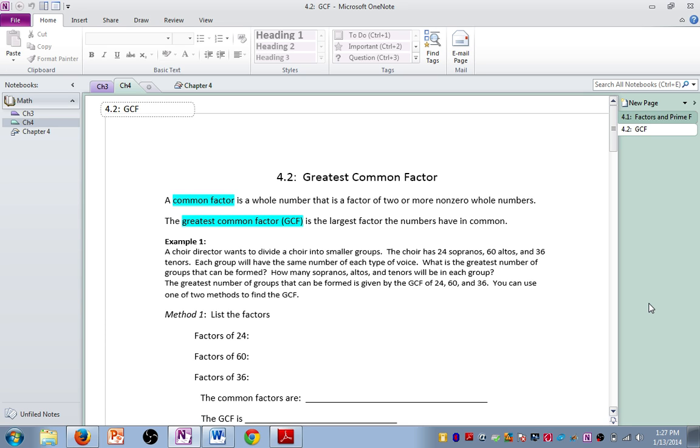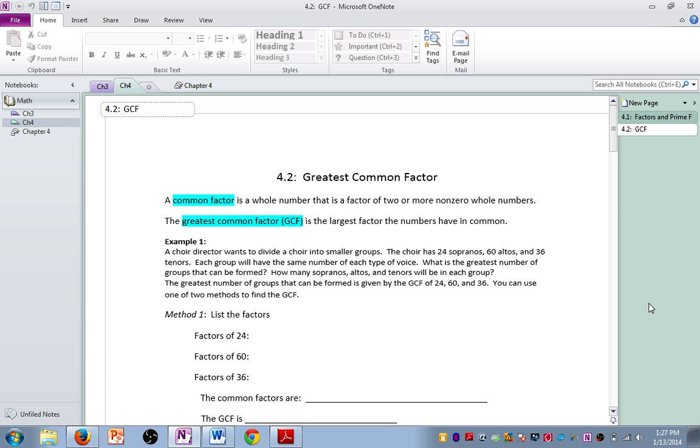In the first example, it talks about a choir director who wants to divide the choir into smaller groups. There are 24 sopranos, 60 altos, and 36 tenors. Each group will have the same number of each type of voice. What is the greatest number of groups that can be formed? How many sopranos, altos, and tenors will be in each group?